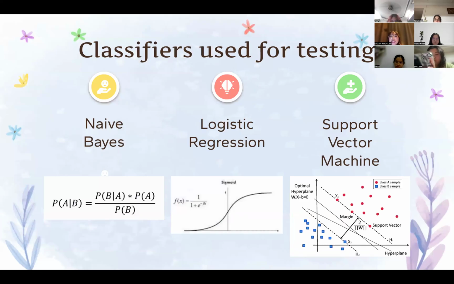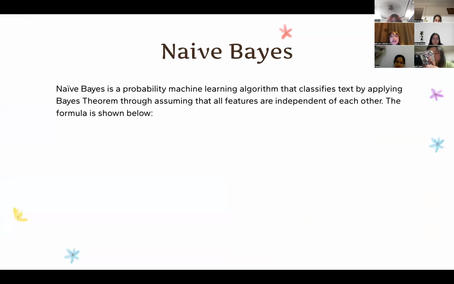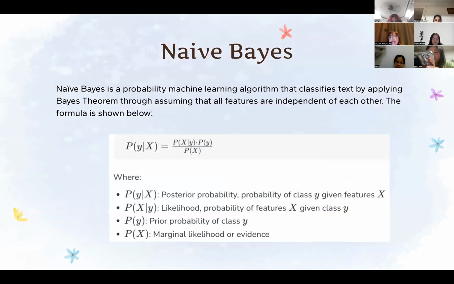So the classifiers we use for training are naive Bayes, logistic regression, and SVM linear SVC. Naive Bayes is a probability-based classifier. It uses Bayes' theorem to estimate the likelihood of each sentiment class based on the words in a review. It assumes each feature or word contributes independently to the final prediction. By using this formula, the model calculates which class has the highest probability and assigns that sentiment to the text.